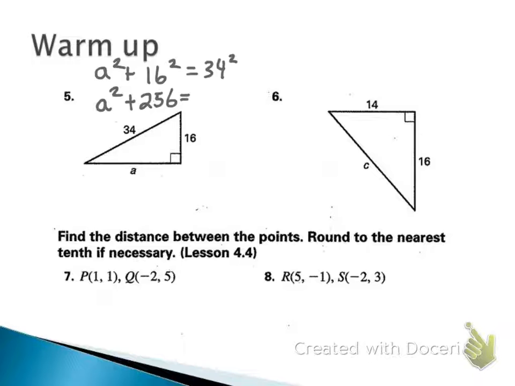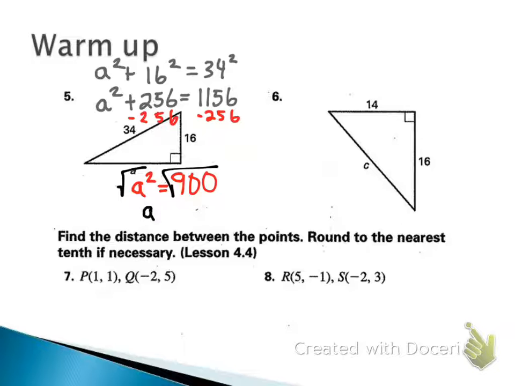And 34 squared. I'm getting 1156. Anyone agree? All right, this one should work out nicely as well. When we subtract 256 from both sides, I get a squared equals what? 900. Can you take the square root of 900? Of course you can. Is it going to give you a whole number? It does. What is it? 30. So A in this case is 30. Good. Remember, if you do not get a whole number on these, we're rounding to the nearest tenth. So you want one number after your decimal. Questions?